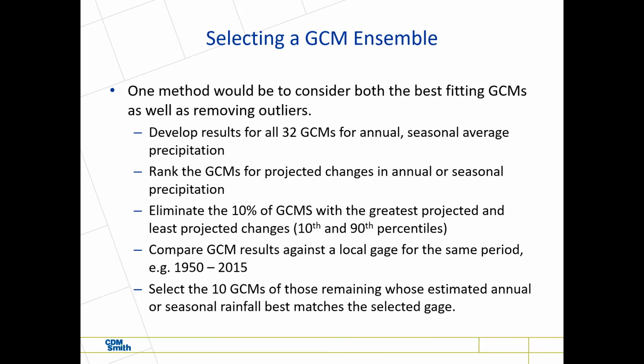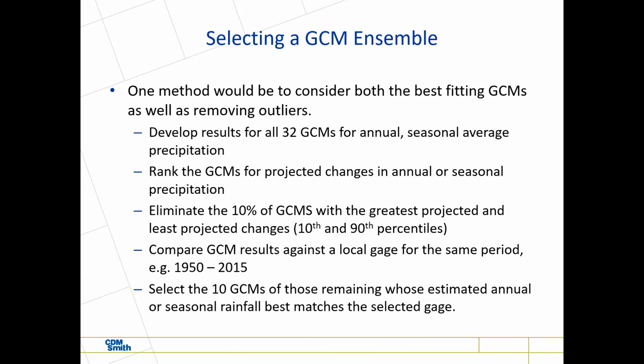So here's a step-by-step procedure that we've applied elsewhere that could be helpful. You have to take, in this case, the LOCA data we used. You would take all 32 and you just figure out what their annual and seasonal average precipitation results are.